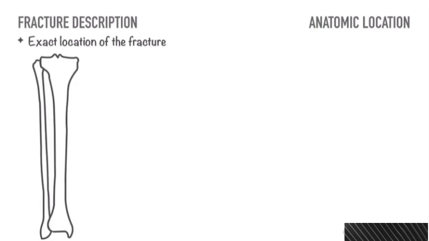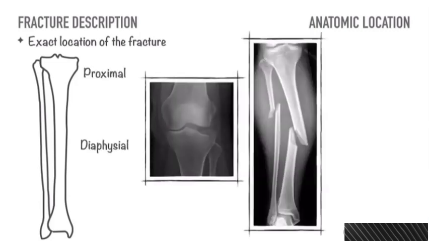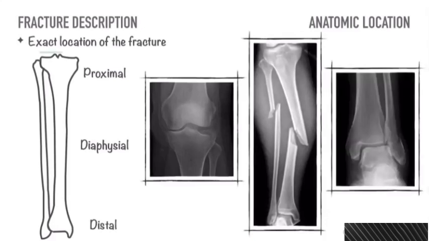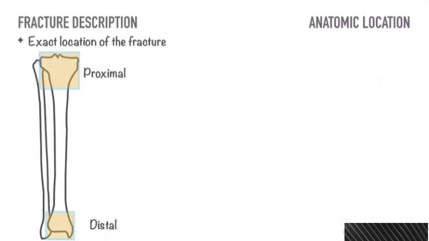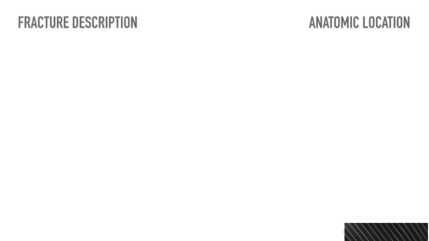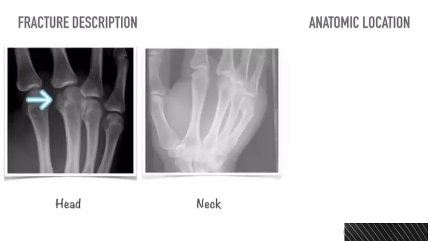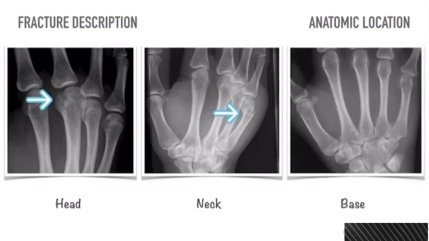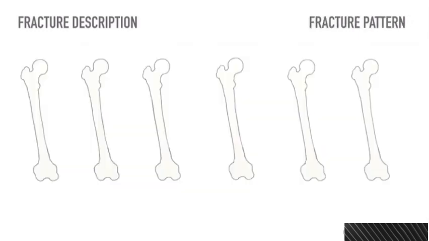Long bone fractures can be described as to be located in the proximal, diaphyseal, or in the distal part of the bone. The proximal and distal segments are defined by a square based on the widest part of the bone. Proximal and distal fractures may be extra-articular or intra-articular. Also, for many fractures, the terms like head, neck, or base fracture may be used for description. Fracture pattern describes the type of fracture line.